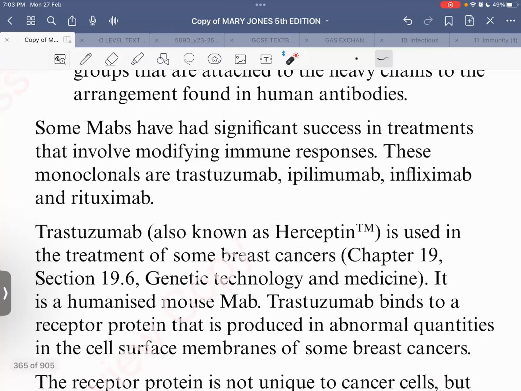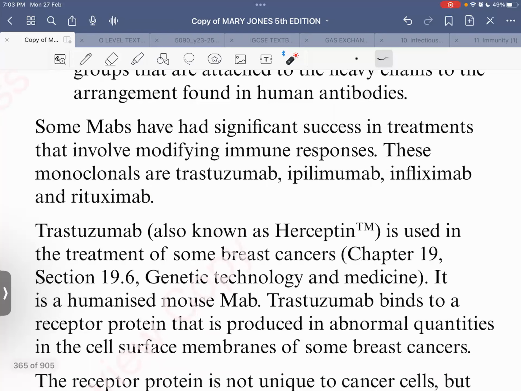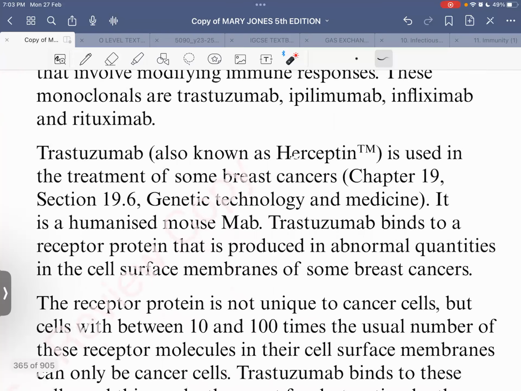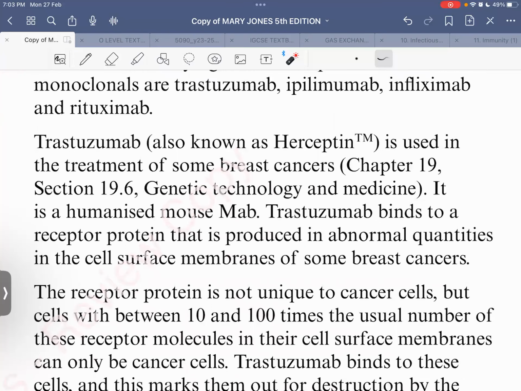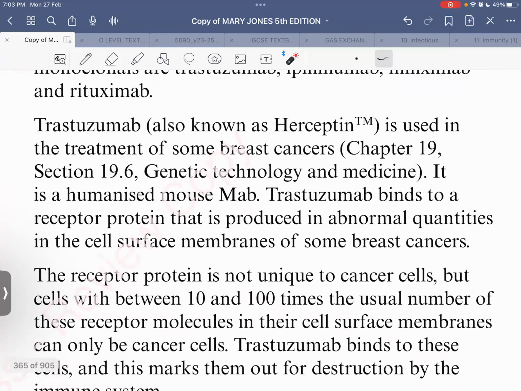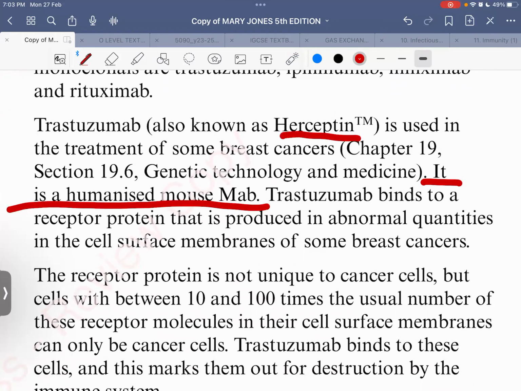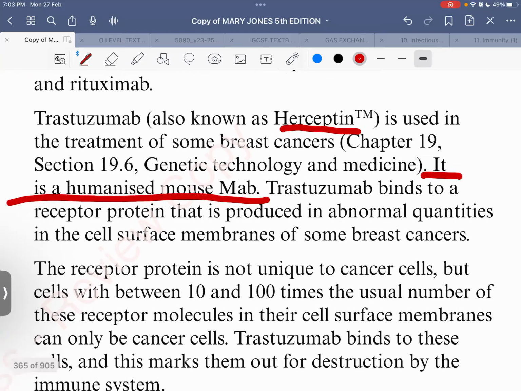There is a monoclonal antibody which is known as Herceptin. ठीक है? It is used in the treatment of some breast cancers. It is a humanized mouse MAB. What is its name? Its name is Herceptin. किस चीज के लिए यूज होती है? ब्रेस्ट कैंसर की ट्रीटमेंट के लिए यूज होती है. Let's see how it becomes effective.